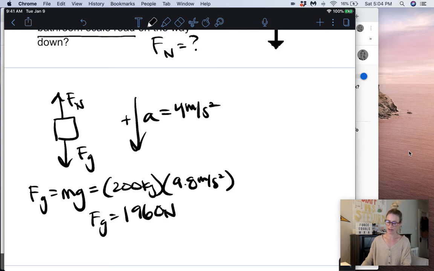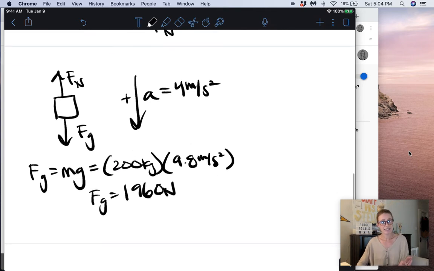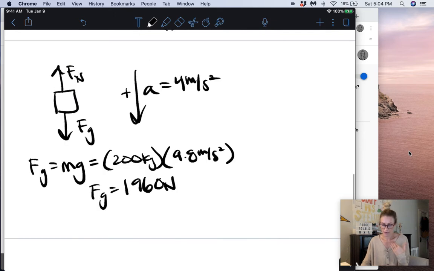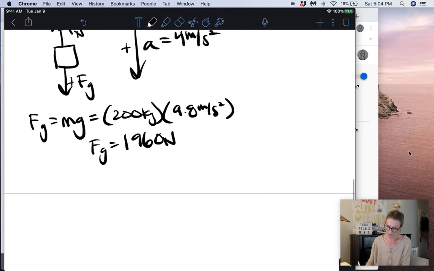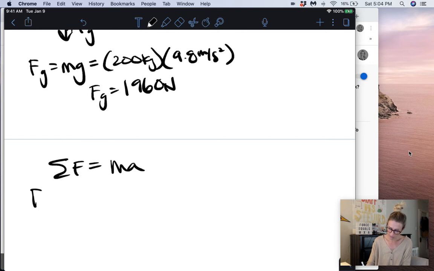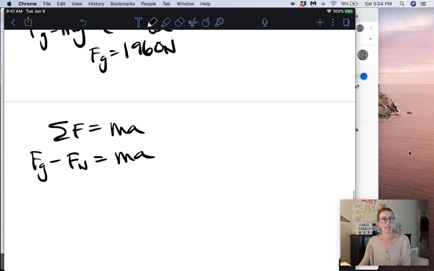newtons. All right. So I said that down was positive because I want to plug in a positive number for my acceleration. Because of that, the force of gravity is the positive force, and the normal force is the negative force. So we end up getting net force is equal to mass times acceleration. Net force will be force of gravity minus the normal force is equal to mass times acceleration. Again, I know everything here except for the normal force, so that's what I'm going to be solving for. So I'm going to add normal force to both sides.